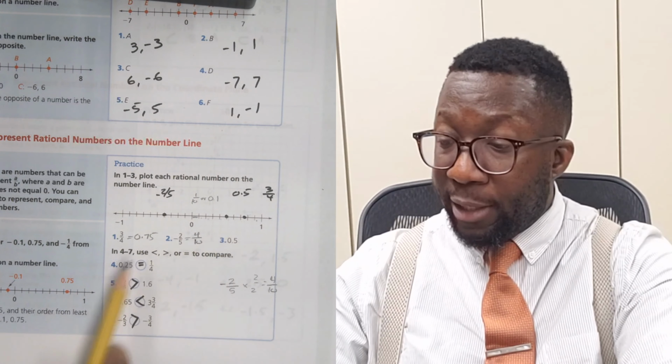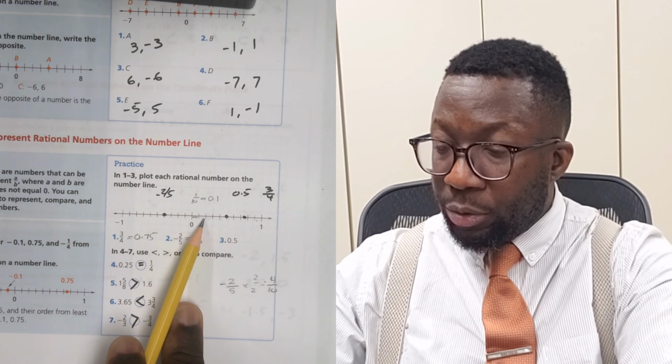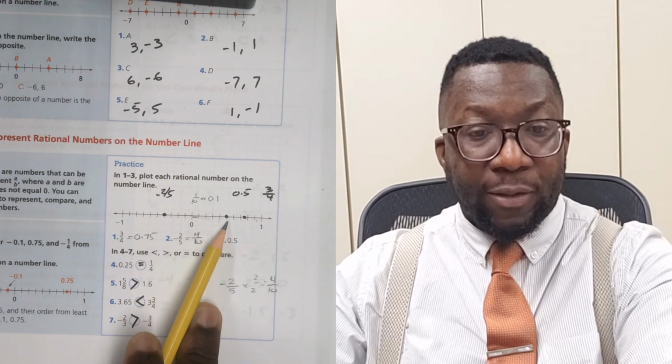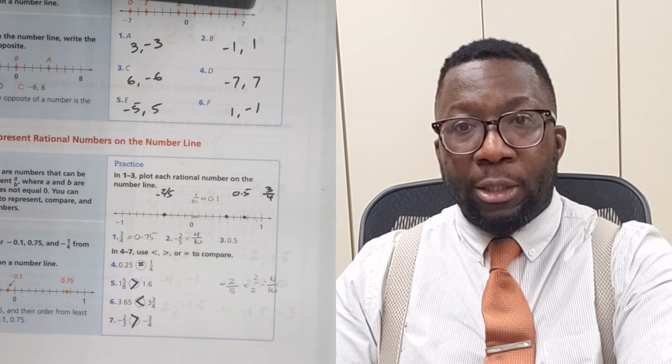And then 0.5 or 1/2 or 5/10, then we go 1/10, 2/10, 3/10, 4/10, 5/10 would be located here. And that's why our third point is located at that point there.